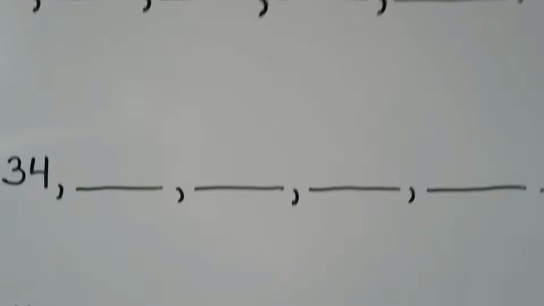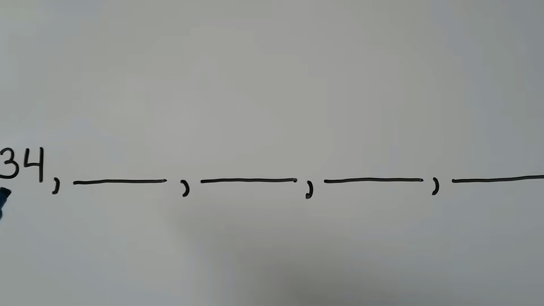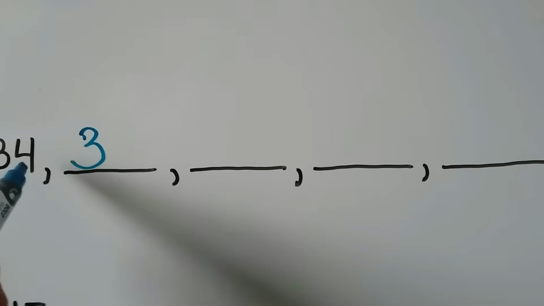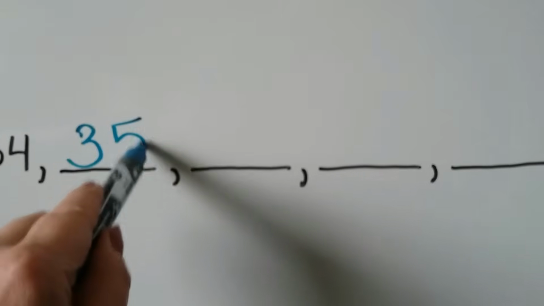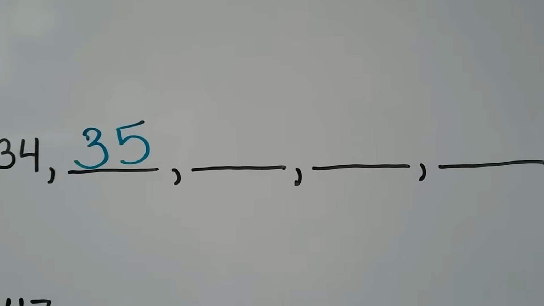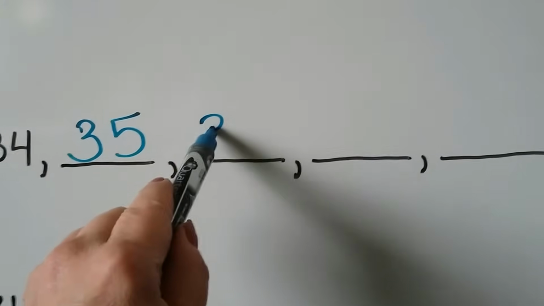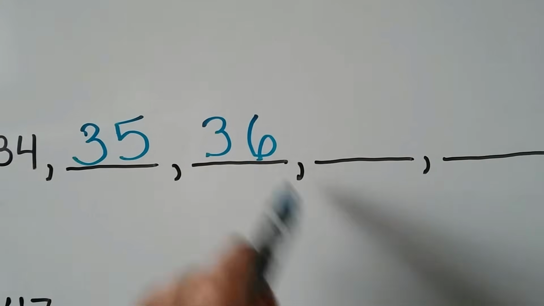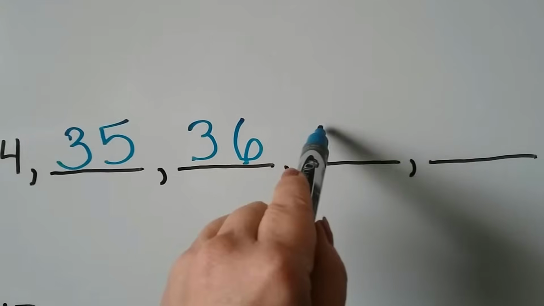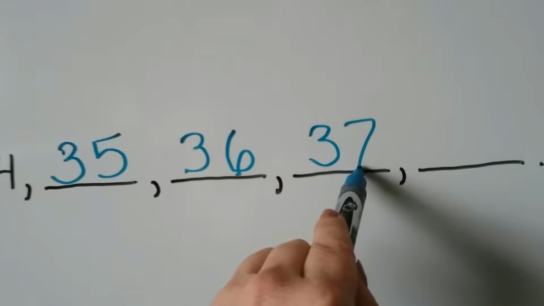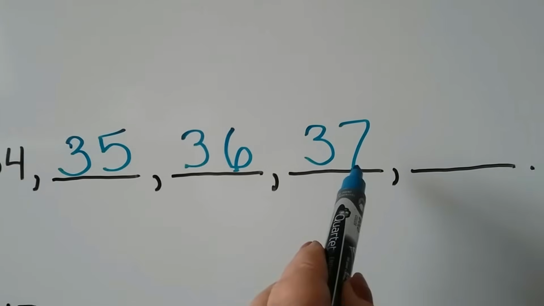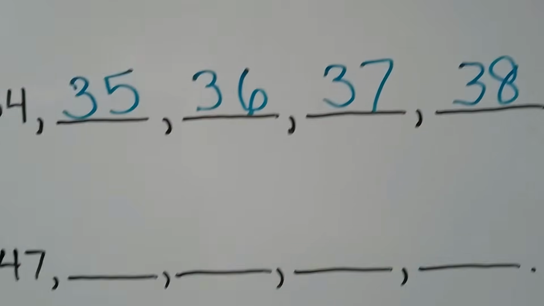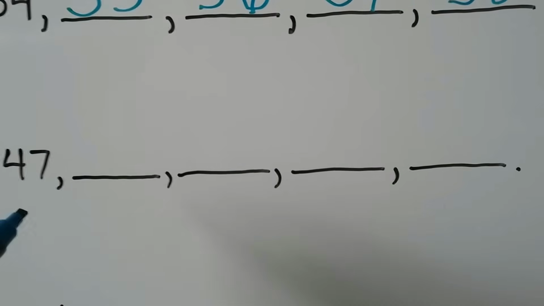Let's try it again. We want to count forward from 34. We have a 3 in the tens place, and the ones place is going to go up by 1, so it's going to be 35. The next number is going to have a 3 in the tens place, and the ones place is going to go up by 1, so we're going to have 36. The next number would be 37. It went up by 1, didn't it? And the next one would be 38, wouldn't it? Let's try it again. We've got 47.